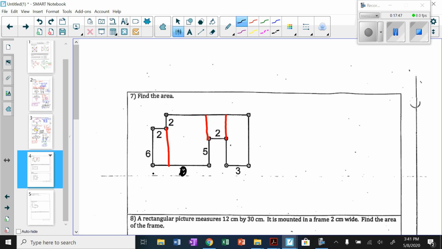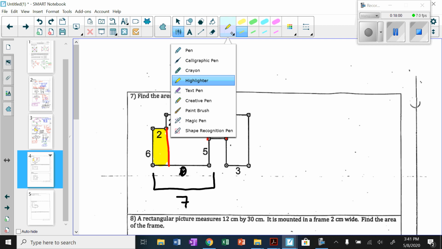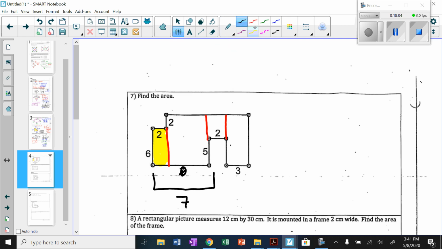So we know this whole basis. There we go. So let's start off to the furthest left. We know the base is 2, the height is 2. I'm sorry, the base is 2, the height is 6. So that means this area is 12.